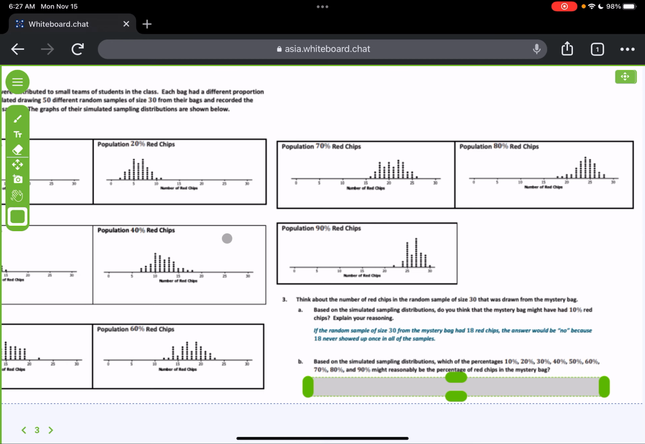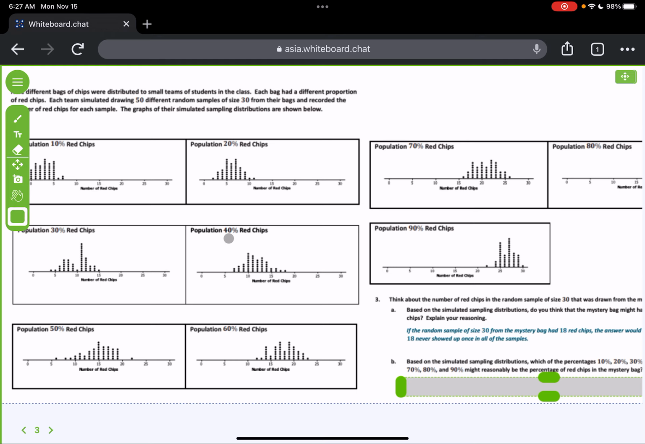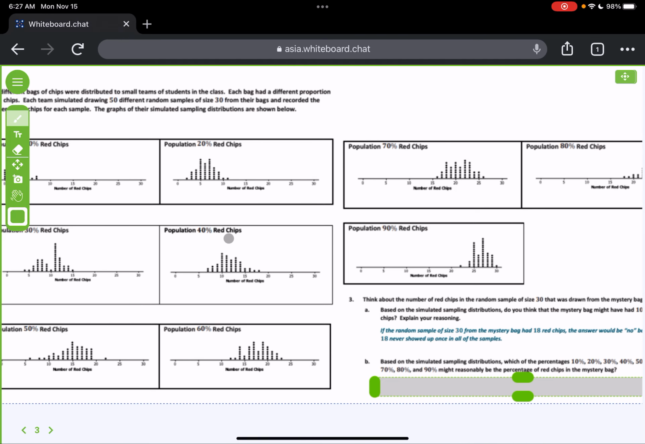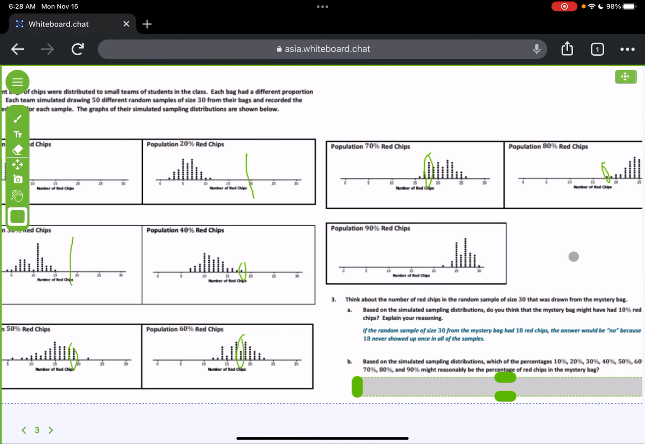So this means if you got 18 red chips, which ones would be likely? Well, let's look. 10 and 20, we didn't get 18. 30 is getting close, but we still didn't have 18. 40, we have 1. So is it likely? Yes, it is likely. It could happen. Here we have some for 18. Here we have some for 18. Here's one for 18. And there's not one for 18 here.